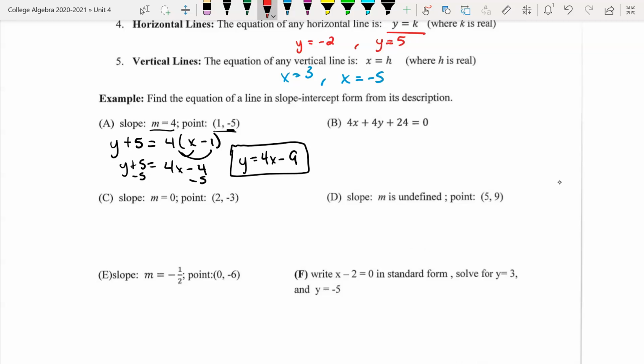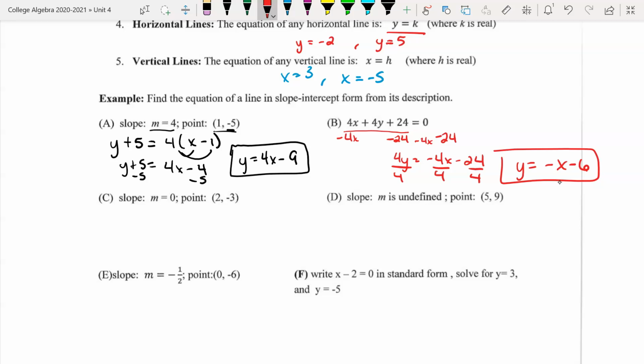This next one is written like this. If I wanted to write it in slope-intercept form, what I'm going to do is subtract the 24 and subtract the 4x to give you 4y equals -4x minus 24. And then I'm going to divide everything by 4 to get y equals -x minus 6. Again, here's a shortcut. Your slope is -a over b. I subtract the 24, it'd be in standard form, and the y-intercept is c over b.